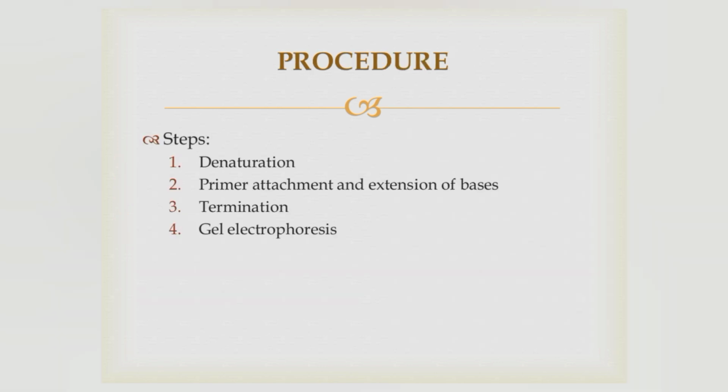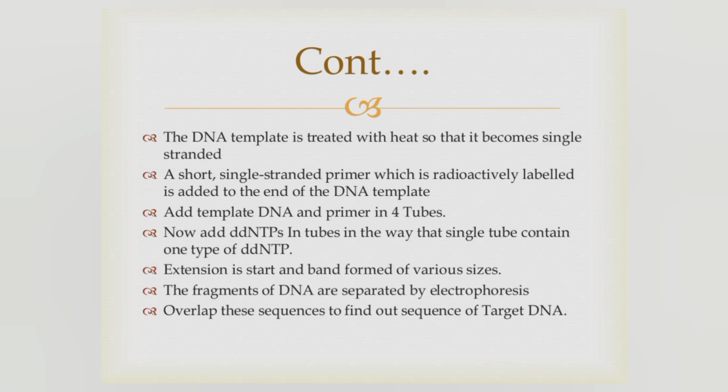Let's move on to the procedure. There are 4 steps: denaturation, primer attachment and extension of bases, termination, and gel electrophoresis. The DNA template is treated with heat so that it becomes single stranded, that is denaturation. A short single stranded primer, which is radioactively labeled, is added to the end of the DNA template. Add template DNA and primer in 4 tubes. Now add ddNTPs in the tubes in such a way that each tube contains one type of ddNTP.